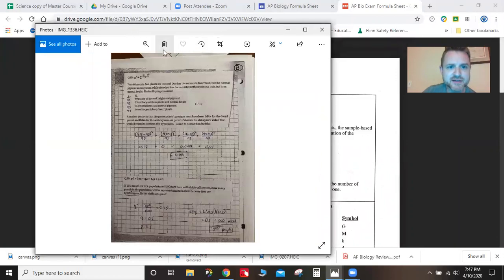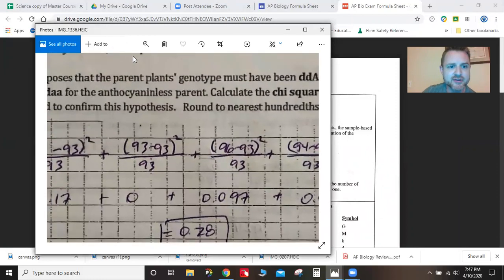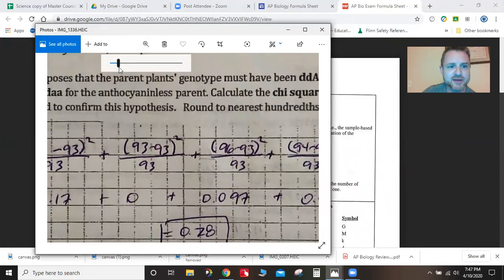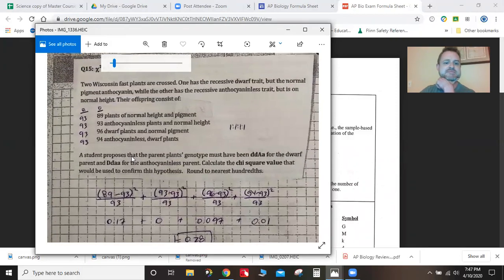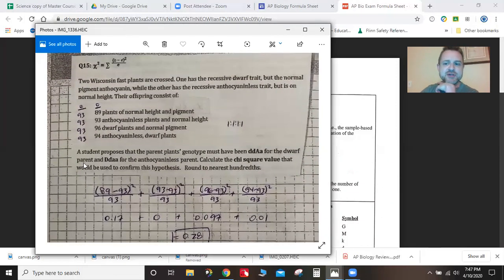Question 15, let's zoom in, is another chi-square value. Seriously, so many chi-square questions. A student proposes that the parent plant's genotypes must have been that, and the dwarf, what is that? So anyway, do the Punnett square. You can believe me. It should be a 1-to-1-to-1-to-1 ratio. Look at the numbers. They look like it's probably 1-to-1-to-1-to-1.